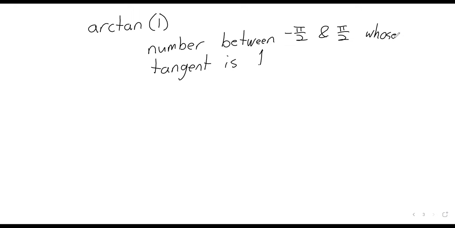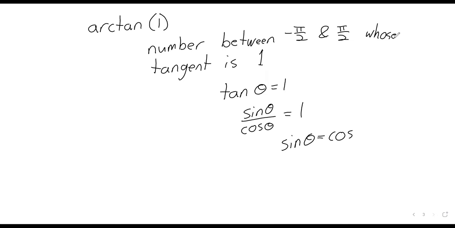But maybe we can figure this out. A number whose tangent is 1. Well, the tangent is the sine divided by the cosine. So the tangent being 1 tells you the sine equals the cosine. And can you think for a bit? There is an angle we know whose sine and cosine are the same.